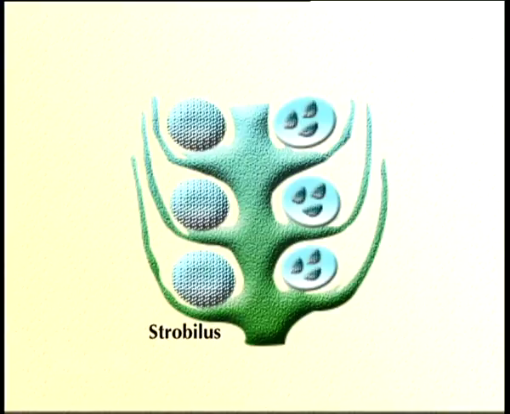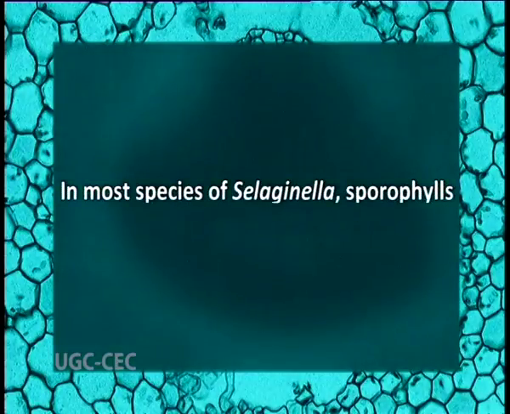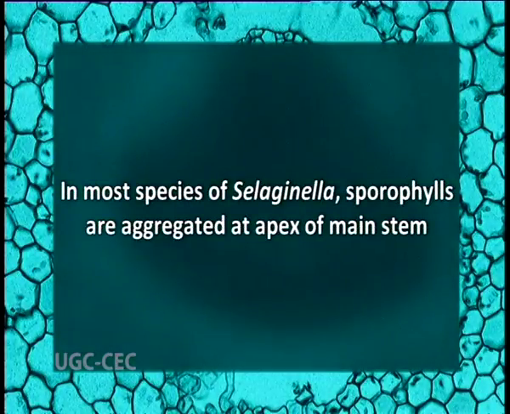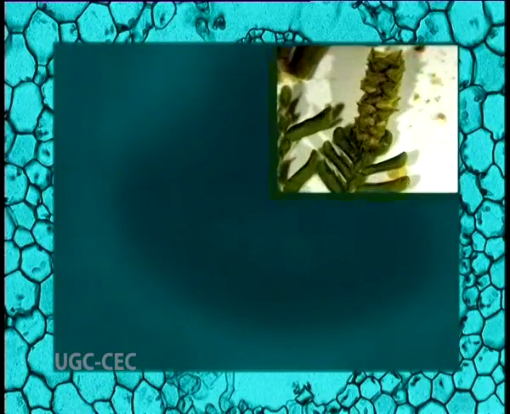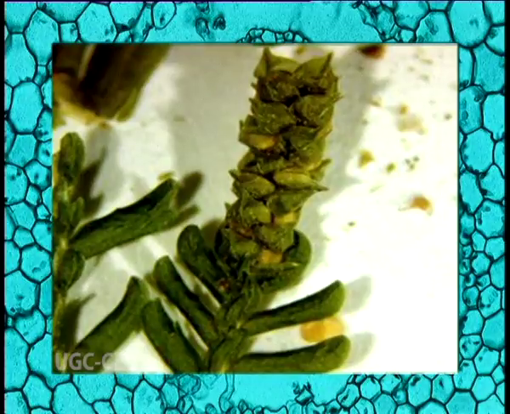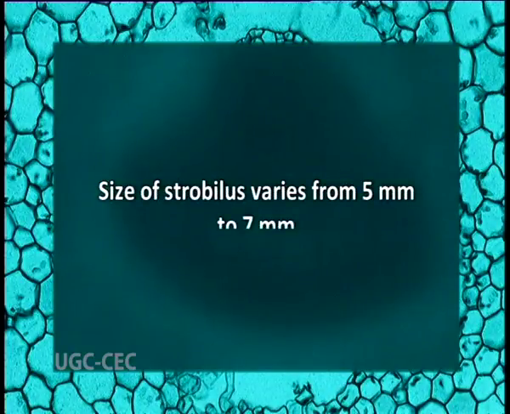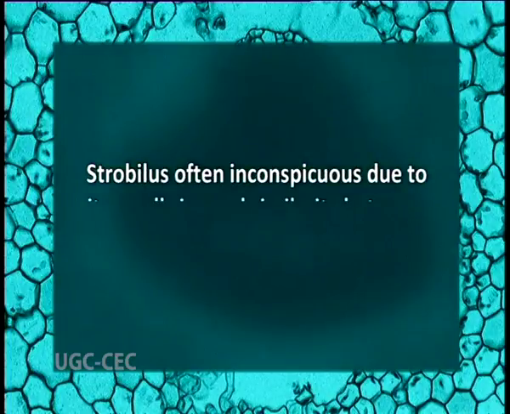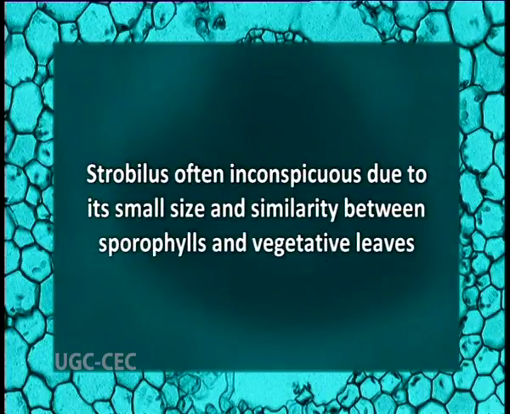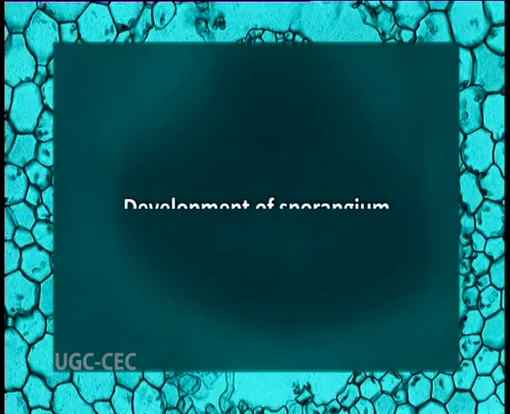Strobilus or cone. In most of the species of Selaginella, sporophylls are aggregated at the apex of the main stem and its branches in definite loose or compact cones called strobili. The size of the strobilus varies from 5 mm to 7 mm. It is often inconspicuous due to its small size and similarity between sporophylls and vegetative leaves. Now, development of sporangium.